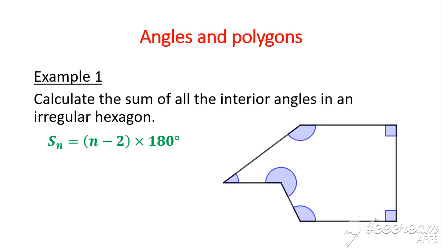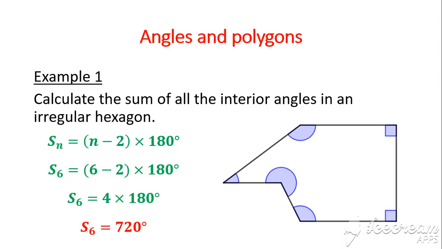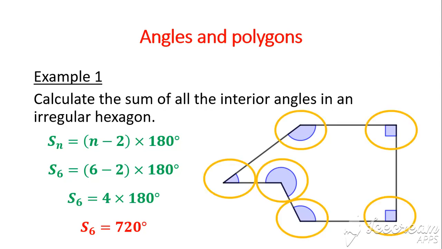Sn is equal to n minus 2 times 180 degrees. So because it's 6 sides, S of 6 is equal to 6 minus 2 times 180 degrees. 6 minus 2 is 4, so we're left with 4 times 180 degrees, and 4 times 180 gives us 720. So the sum of all the 6 interior angles will be 720 degrees. So what does that mean? If I added up all these 6 angles, I would get 720 degrees.